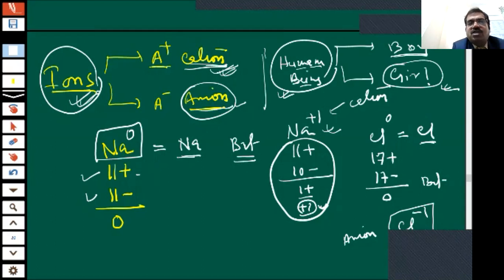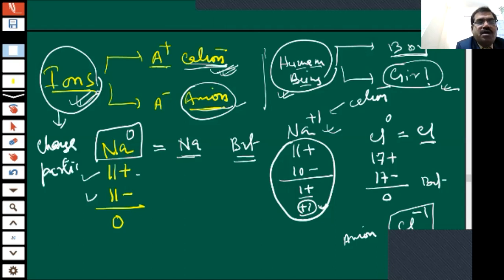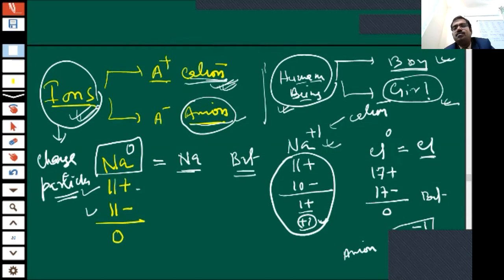All anions are ions, but all ions are not anions. What are ions? Ions are charged particles. Okay, children? Did you understand?